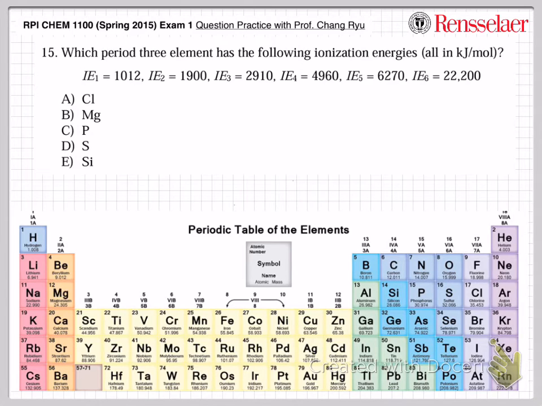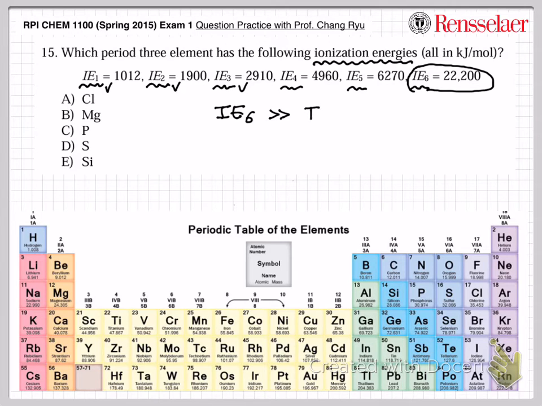Okay, so this is number 15. Again, this is a question about the ionization energy required to remove an electron, and we are using the notation IE1, IE2. So the energy required to remove the first electron is IE1, the second electron is IE2, and IE3 is the third electron, and so on. There are 6 numbers, and what you will notice is that this one is really large. So IE6 is really large compared to IE1 to IE5.